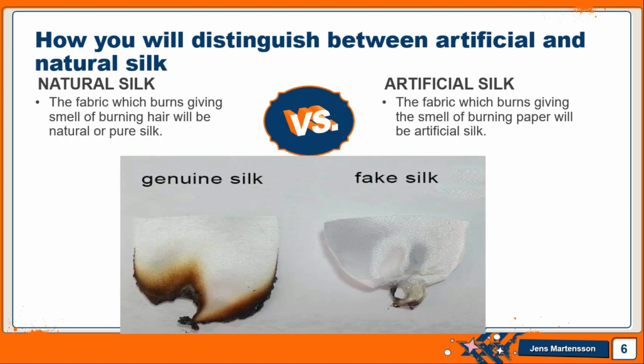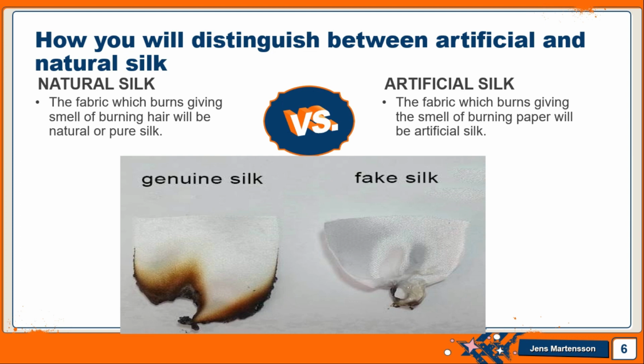Now, apart from the natural silk, even artificial silk has been introduced. Do you know what is natural and what is artificial? Natural means that which is obtained from nature, and artificial means that which is man-made. Man-made means made by us with the help of chemicals. Now the question is, how will you differentiate between natural and artificial?